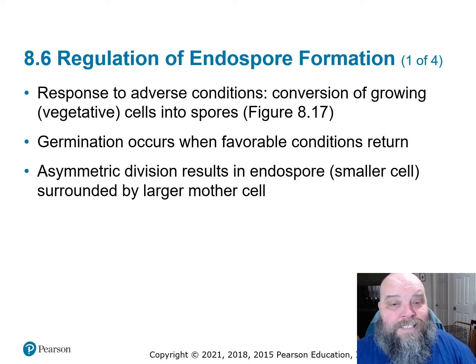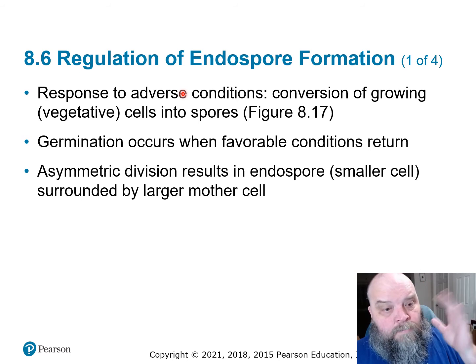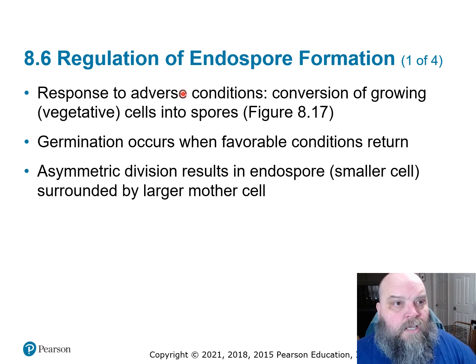Chapter 8, Section 6. Regulation of endospore formation. You have to remember, endospore formation is going to be in response to adverse conditions or some extracellular signal that triggers this response. A vegetative cell is being a vegetative cell, doing all the stuff we've talked about in the previous 5 sections until something changes. And then it's going to trigger this endospore formation.